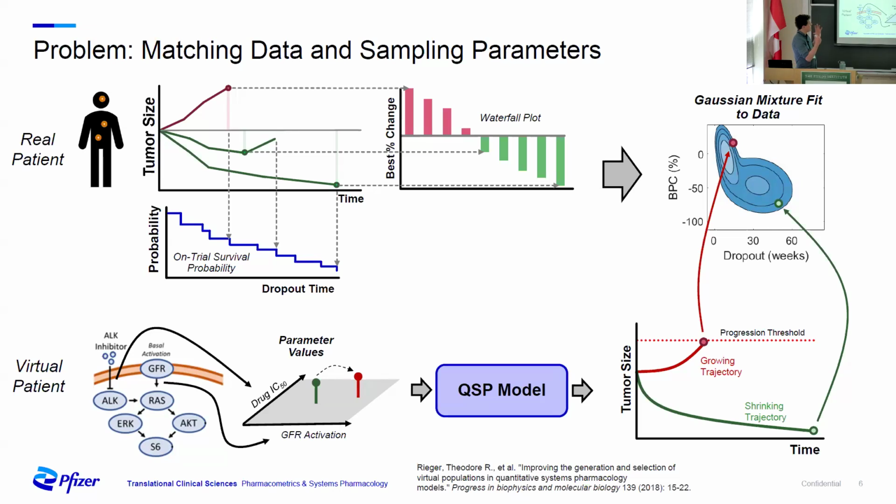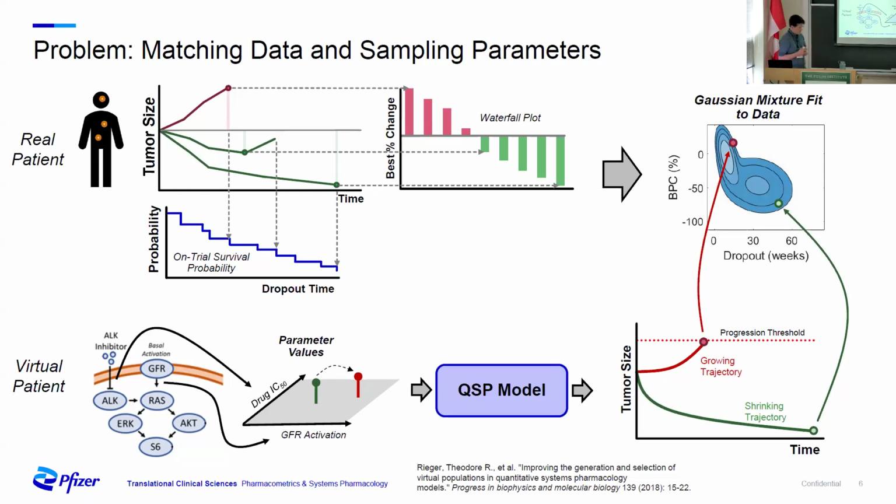And so instead of calibrating against that whole data set, what we really choose to focus on is best percentage change, basically a waterfall plot, and the dropout time. So this is the time of trial exit regardless of cause. And we can use these two endpoints. One is essentially a measure of time. The other is essentially a measure of tumor size change. And by capturing that, essentially, we're going to be capturing the correct growth rate distribution for this model.